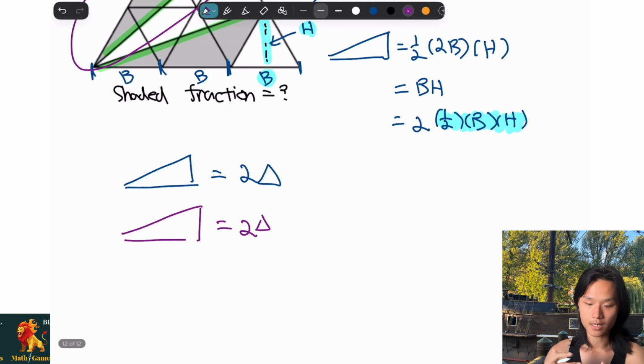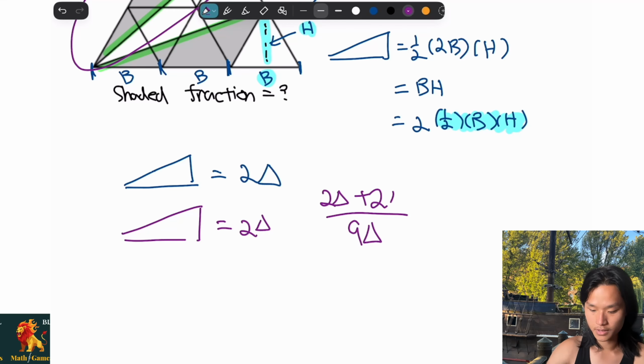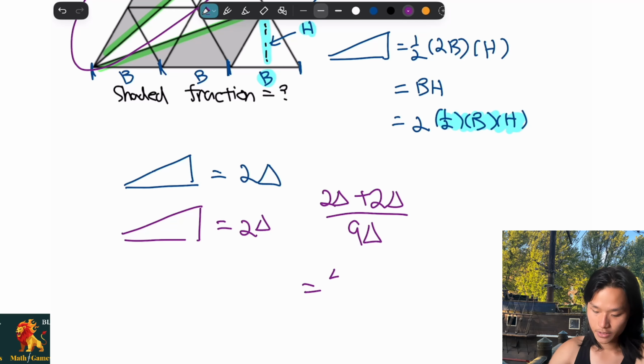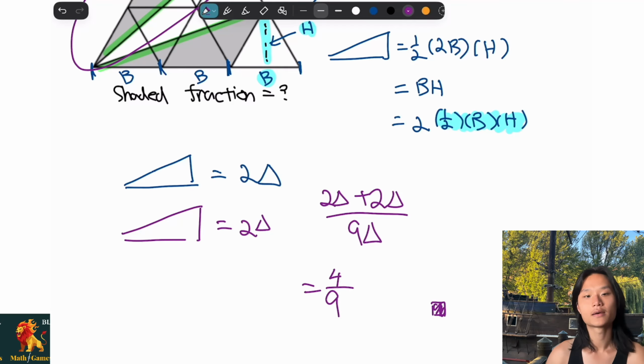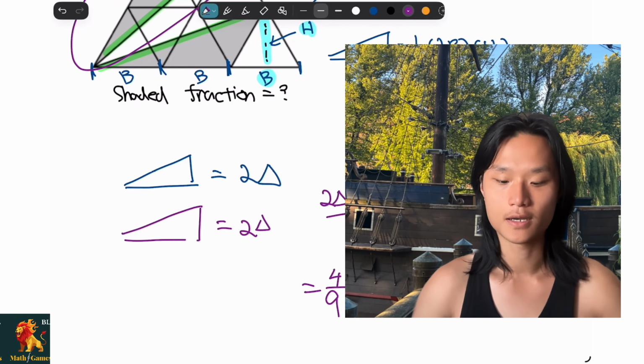Because there are a total of 9 equilateral triangles, the fraction would be 2 plus 2 divided by 9, and that is just 4 divided by 9. So that's it for this question.